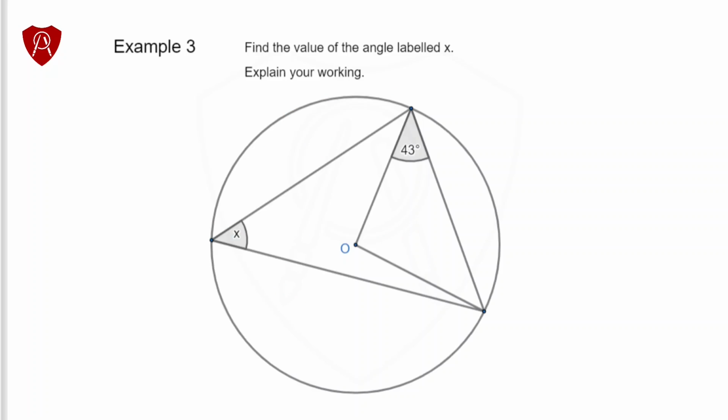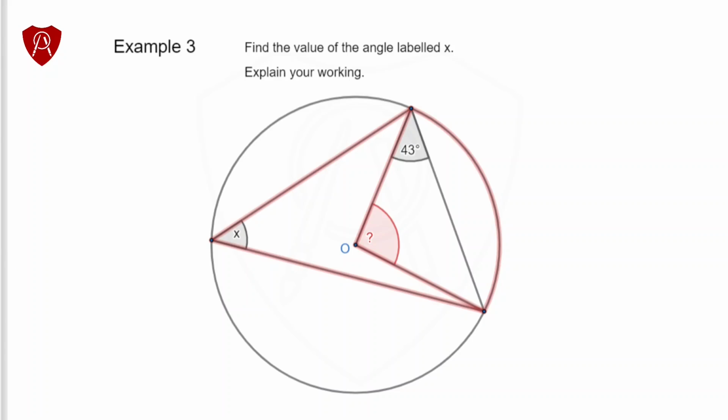Example 3. Pause the video and take a few minutes to study and attempt this question. Then continue on to the solution. First, we notice this arc and the two angles formed by it. If we knew the angle at the center, we would just divide it by 2 to get x. But the question becomes, how do we find the angle at the center?